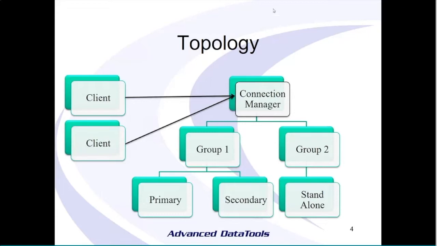Are we going to a primary group? Are we going to our secondary group? Are we going to a read-only group? Are we always going to the updatable section? Are we going to the fastest node? Whatever your rules may be, Connection Manager will do that.